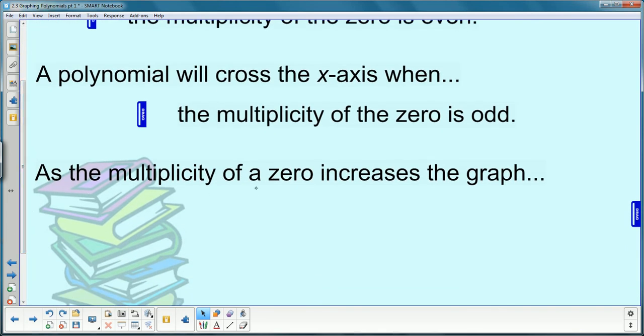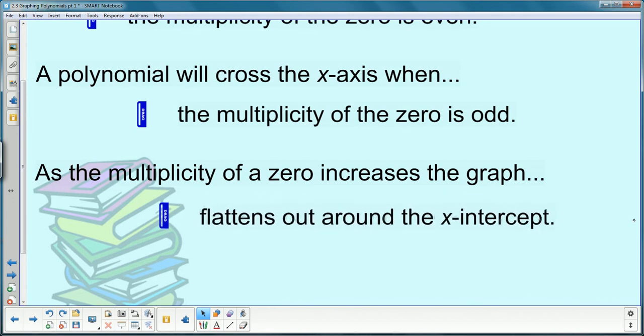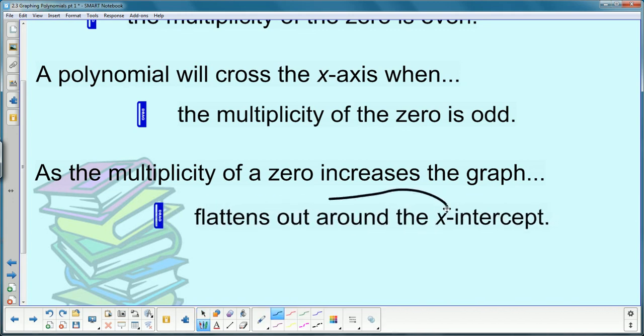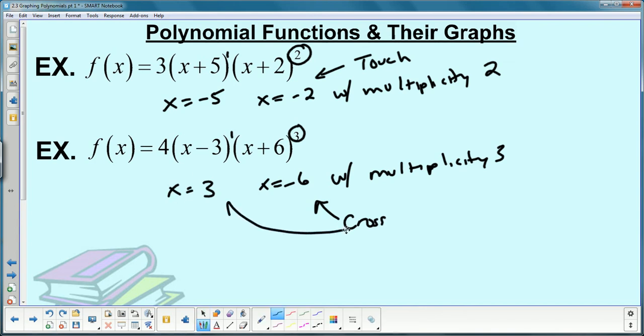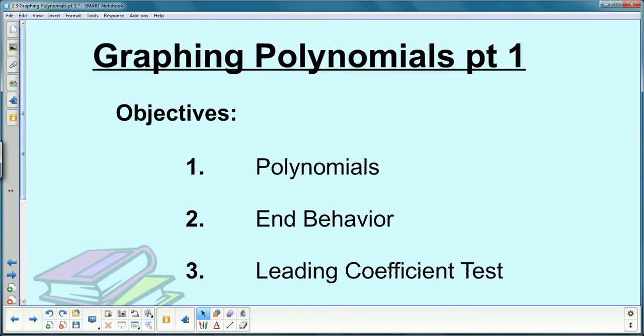Another thing about multiplicity that helps us identify how the graph is going to look is that as it increases, the graph is going to flatten out around our x-intercept, which also, remember, is a zero. So if this has a multiplicity of 2, we know that this is only going to touch, not cross, the x-axis. Since the -6 in our second example has a multiplicity of 3, this is also going to cross. Since the 3 here has a multiplicity of 1, that's also going to cross. And since the -5 has a multiplicity of 1, that's also going to cross. So that's going to tell us some behaviors about our graphs.